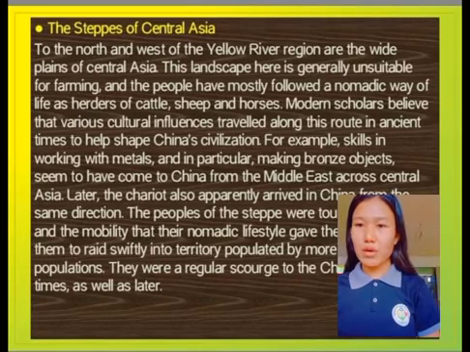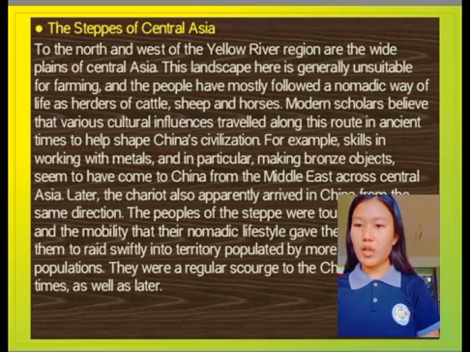The steppes of Central Asia. To the north and west of the Yellow River region are the wide plains of Central Asia. This landscape is generally unsuitable for farming, and the people have mostly followed a nomadic way of life as herders of cattle, sheep, and horses. Modern scholars believe that various cultural influences traveled along this route in ancient times to help shape China's civilization.